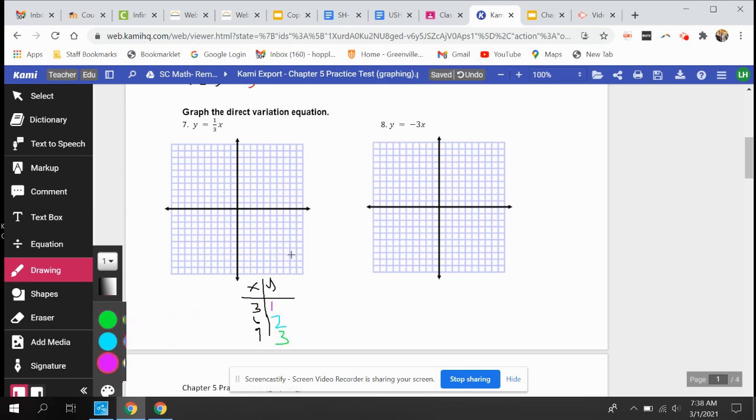So for example, 3, I'm going to go over 3 up 1. Then I'm going to go over 6 up 2. And then I'm going to go over 9 up 3. And now I have a line that I can graph.